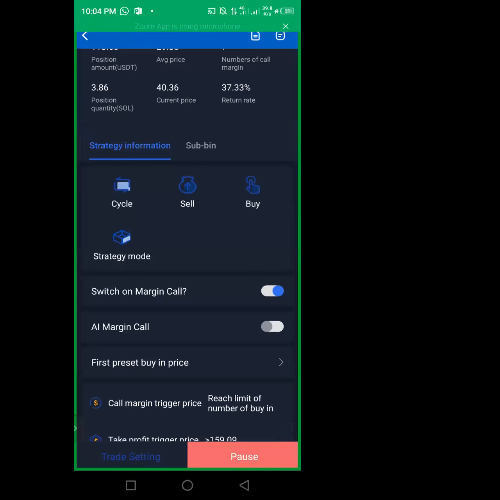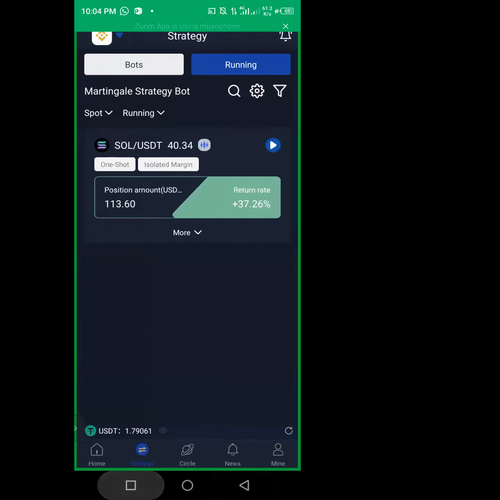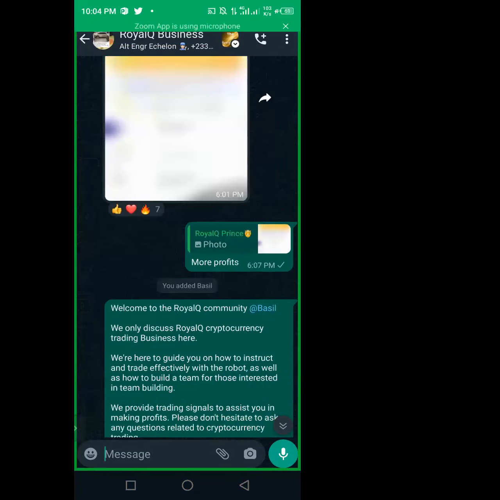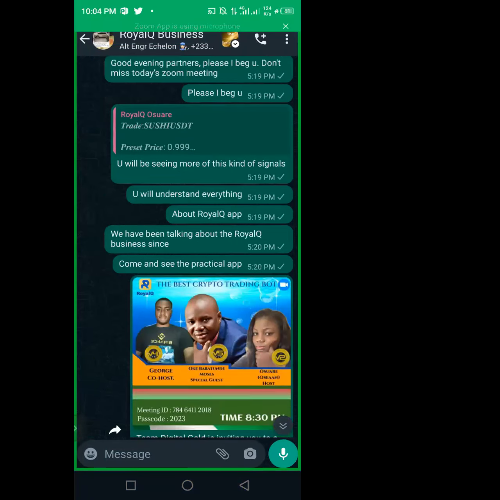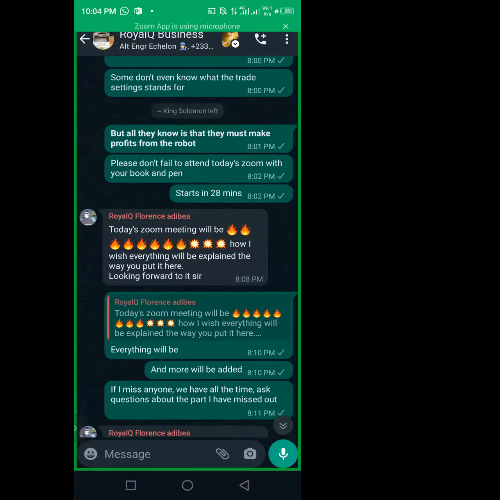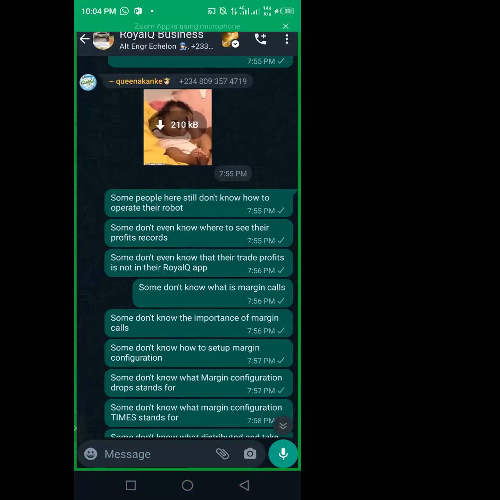Okay, so I believe I've been able to touch everything on the trading settings. Let me see if I've missed anything. I know I listed the topics we'll be taking before we analyze the signal. I know I've taken time, this is almost 10. I said we'll talk on how the robots operate, and I've been able to say how the robots operate, and how to know their profits and where their profit records are.